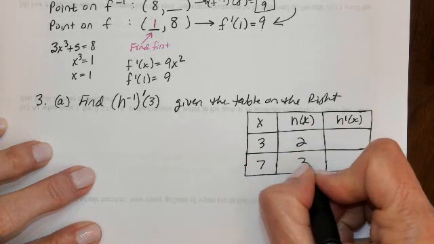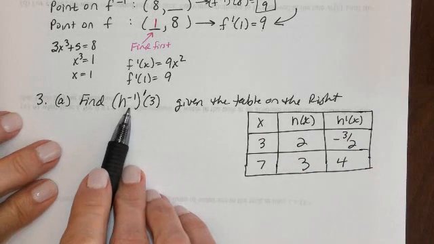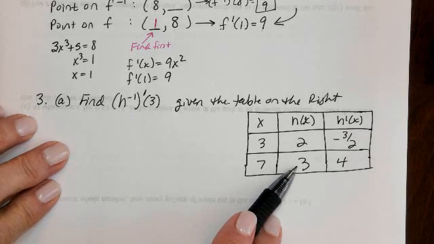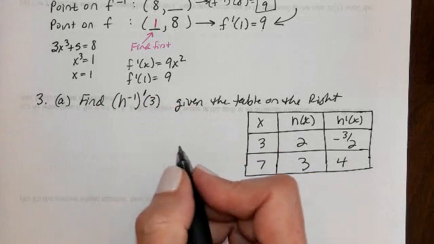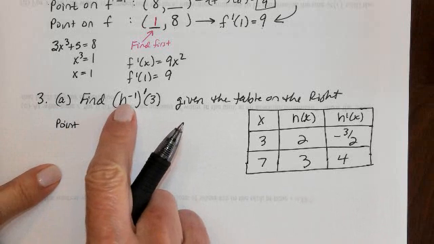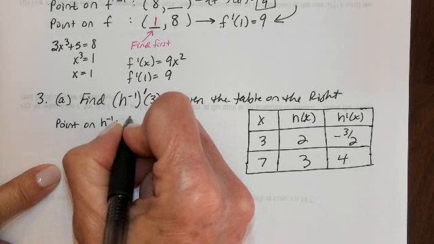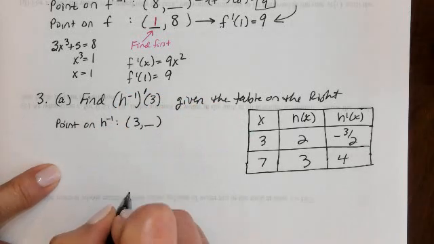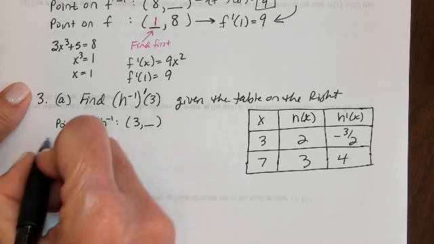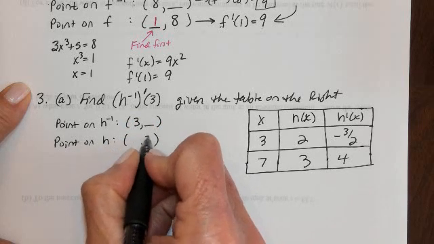3, 7, 2, 3, negative 3 halves, 4. Okay. So we're looking for H inverse prime. And we have this. Well, I'm going to approach it the same way we've been doing. A point. Let's see what we have. All I know is that the inverse has an x-coordinate of 3. So the point on H inverse has x-coordinate 3. I don't know what the y-coordinate is. Really don't care what the y-coordinate is either. Therefore, a point on H must have y-coordinate 3.